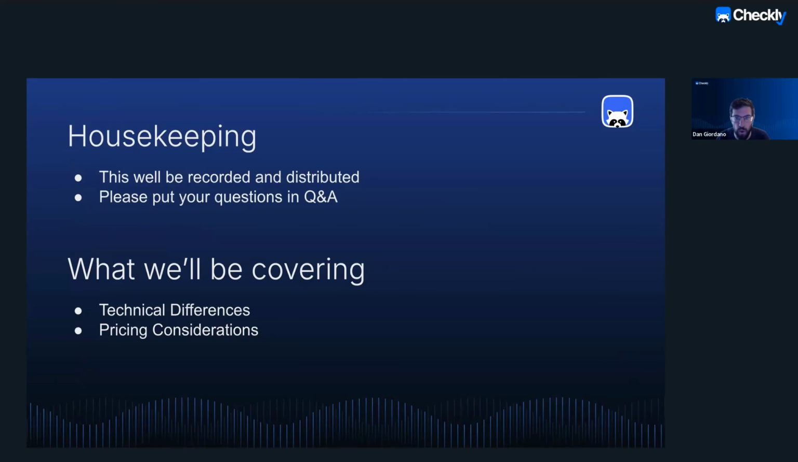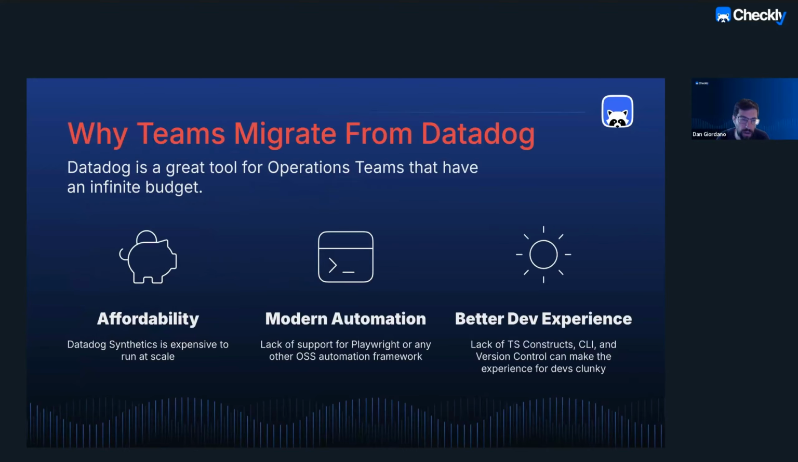For the most part, we will be focusing on showing off the Checkly platform today, but it's in consideration of moving from a tool like Datadog. So why do teams migrate from Datadog today? Datadog is a great tool that's built for operations teams that have somewhat of an infinite budget. But we do see engineering teams moving to us, and they primarily are coming for three reasons.